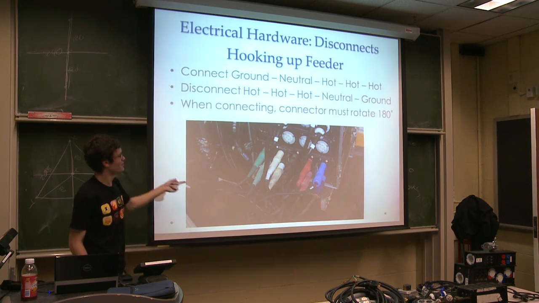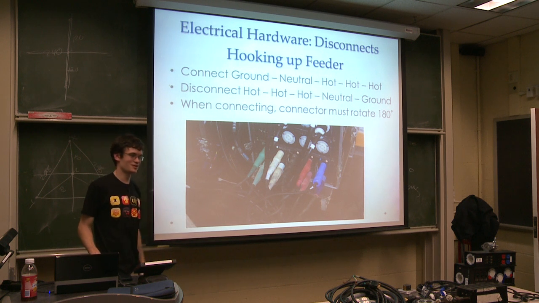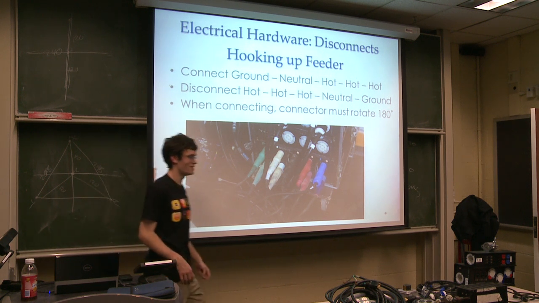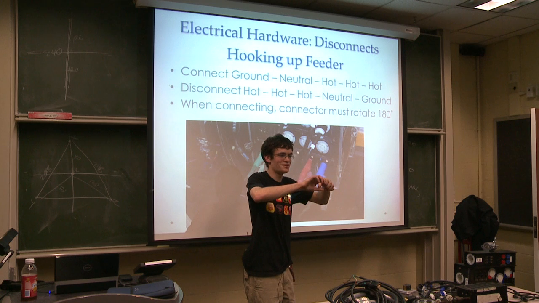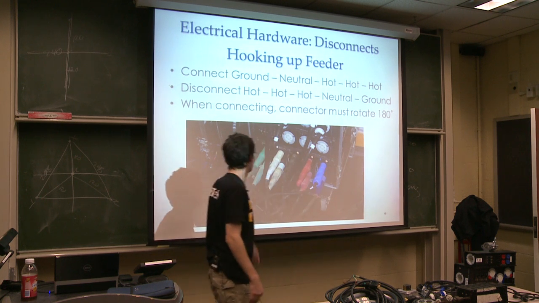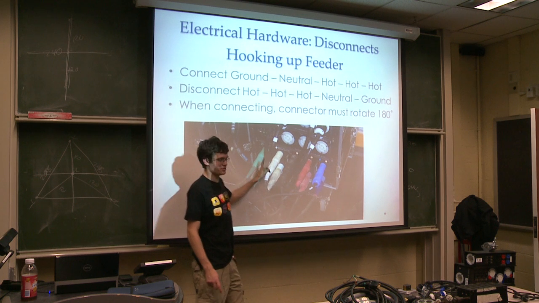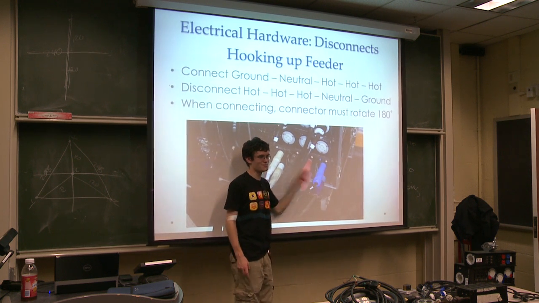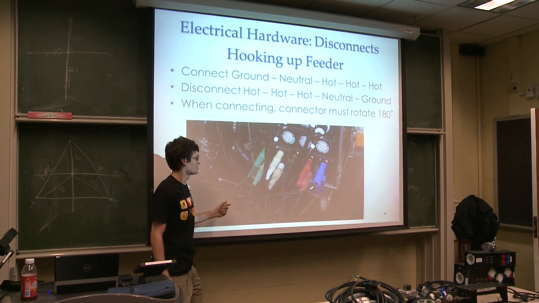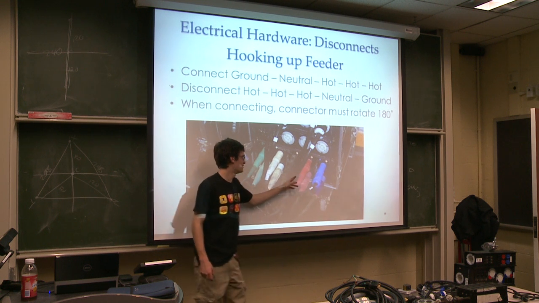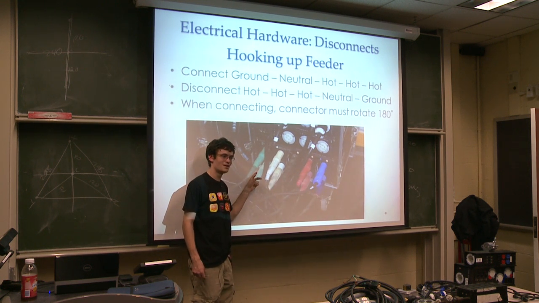So disconnects, feeder, I keep mentioning them. Unlike most connectors, where you make sure there's nothing on, and then you plug them in, and if they're twist locked, you twist them to lock them, with feeder you have a special procedure. When you're connecting, you connect the ground, followed by the neutral, followed by the hots in sequence, and make sure they're securely connected. When you're disconnecting, you disconnect the hots, followed by neutral, followed by the ground.